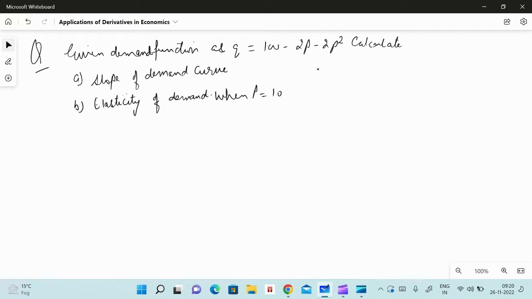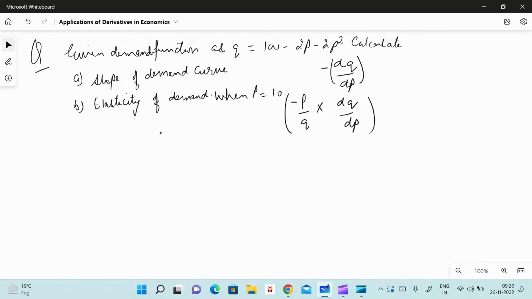If you remember, in our last session we covered the formula of the slope of demand, which is equal to dq divided by dp, and it is negative. And the elasticity of demand is equal to minus p upon q into dq upon dp. Clear? So these are the two formulas which we are going to apply today. First of all, we have to calculate the slope of demand.